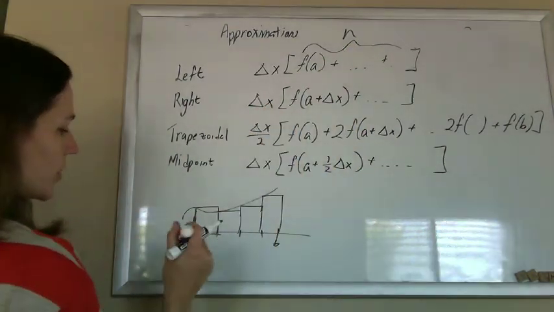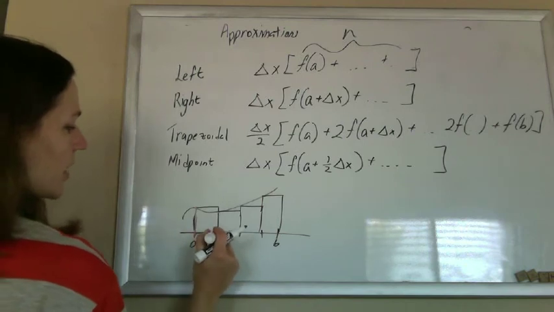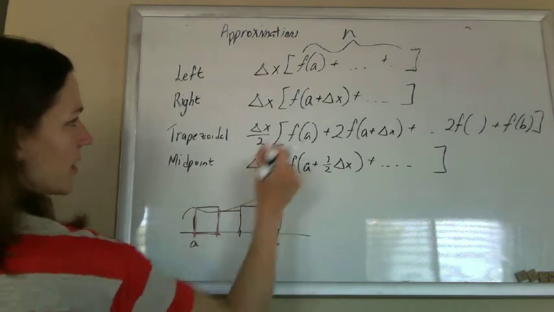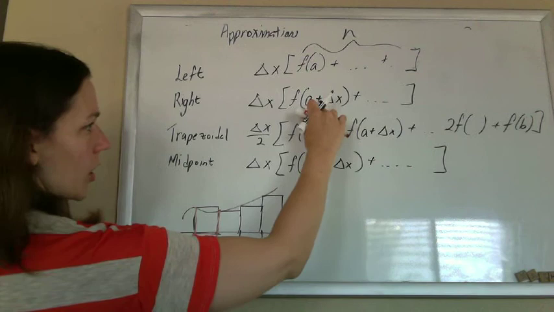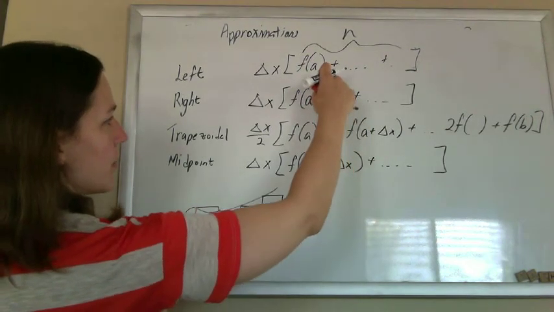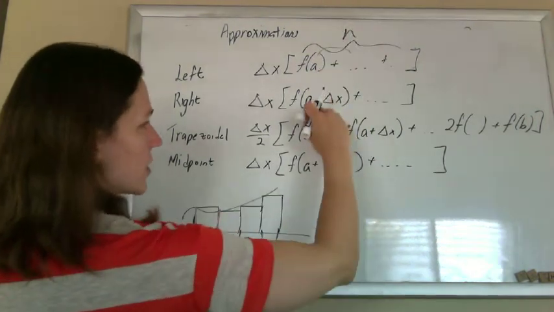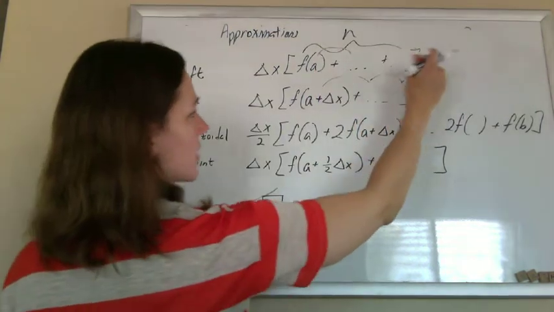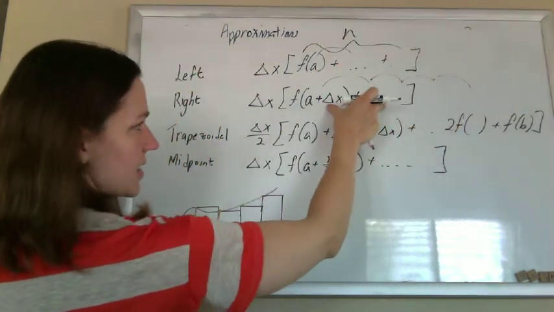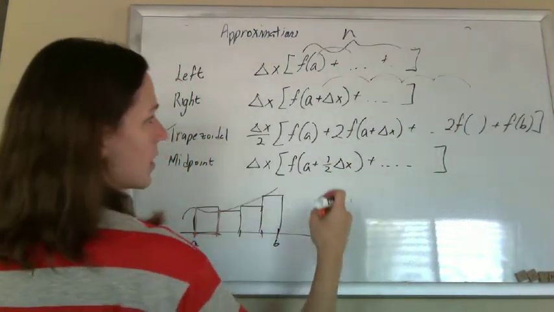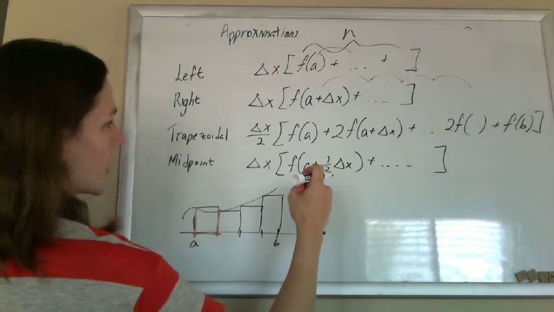Right-hand rectangles, you don't start at a, you start at the other side. So a plus delta x is where you start, and keep adding for all of these. Once you find your starting spot, just keep adding delta x until, again, in this case, you get n heights for your n rectangles.